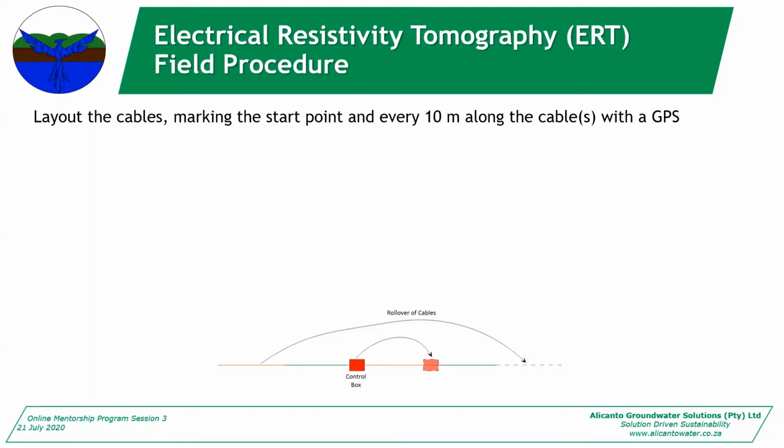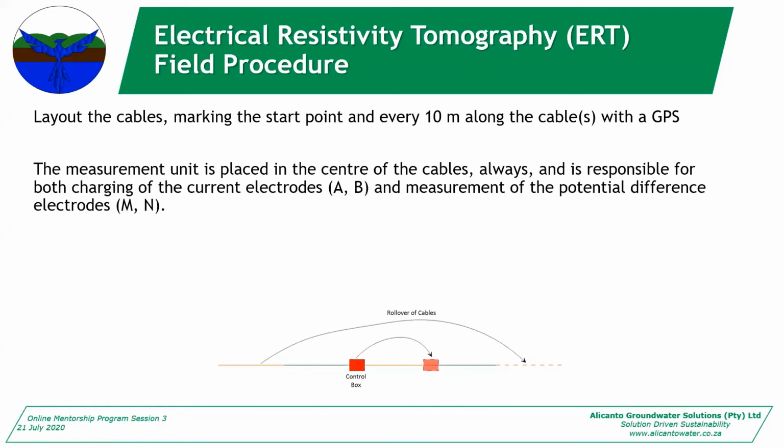Then you lay out the cables. You mark the start point and every 10 meters along the cables with a GPS. So you mark your first electrode, and then every second electrode if you're using a 5-meter spacing, or every electrode if it's a 10-meter spacing. And your measurement unit, or your control box, is in the middle of the cables. This is always the case. It's right in the middle there. You can see cable 1, 2, 3, and 4.